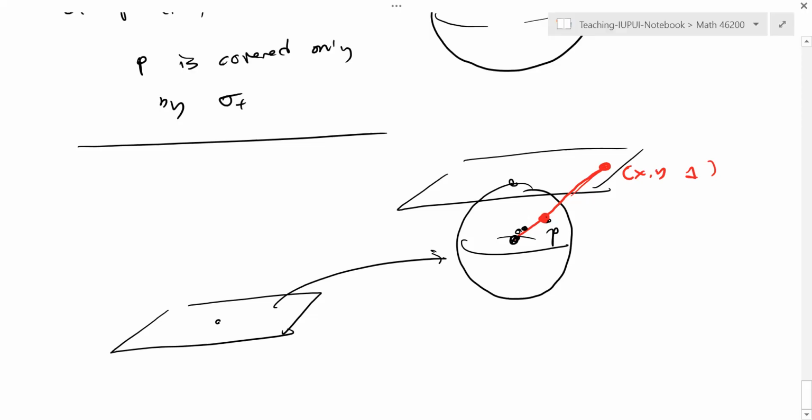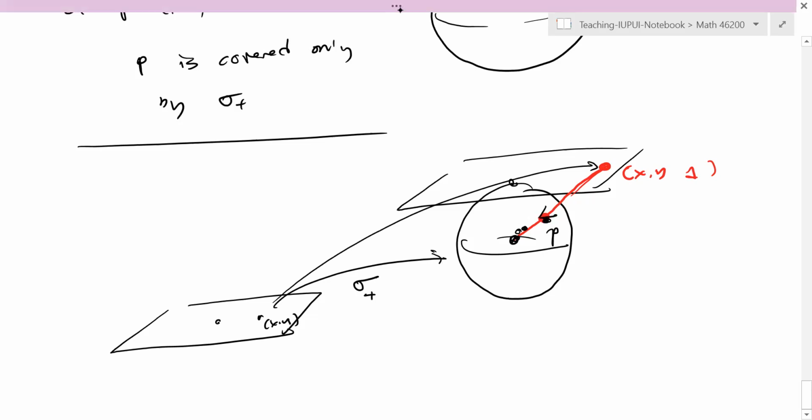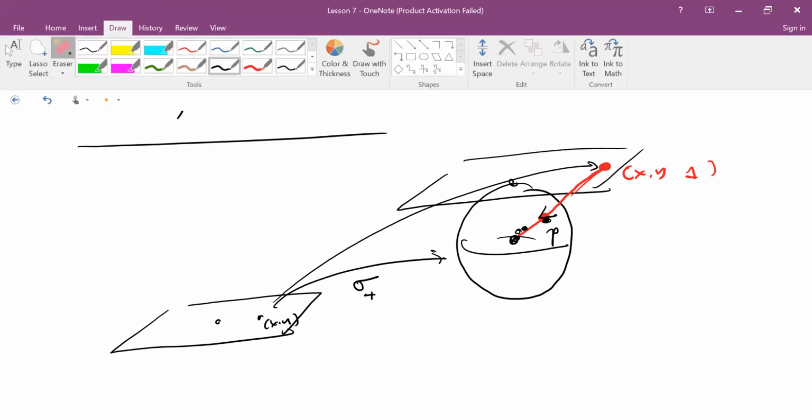So how can I define sigma? I define sigma top like this. I take an arbitrary point x and y. I first go to here, adding 1 as the third component. Then I draw the line and go into here. This is how we get the map.